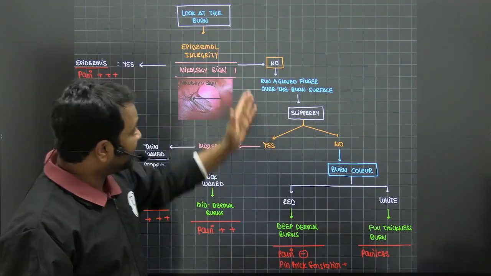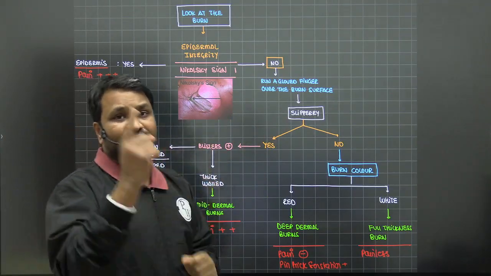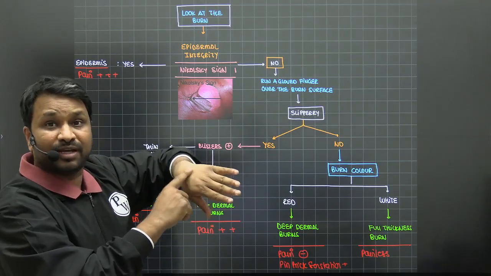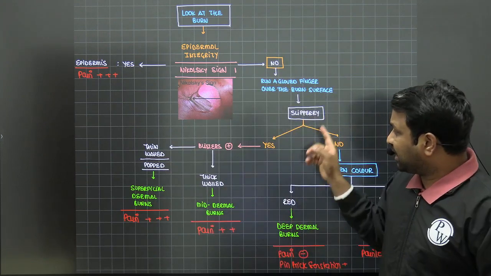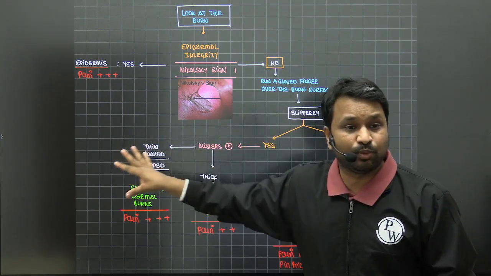If the epidermal integrity is lost, I will examine the burn wound. Now what do you do? Wear a glove, take a glove finger, put it on that area of the burn and swipe your finger. See whether it is slipping or not. If it is slippery, that means it is going to be associated with blisters. And there are two types of blisters, the thin walled and thick walled.